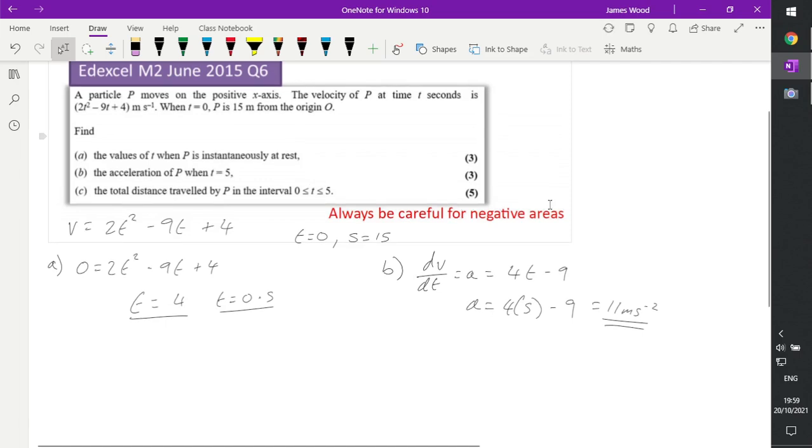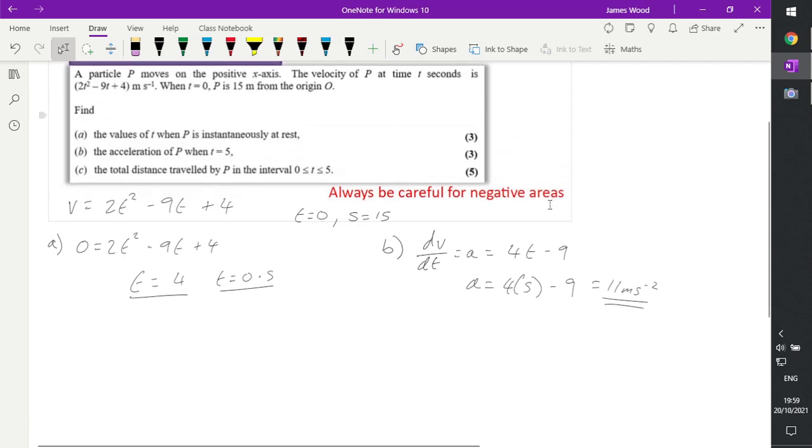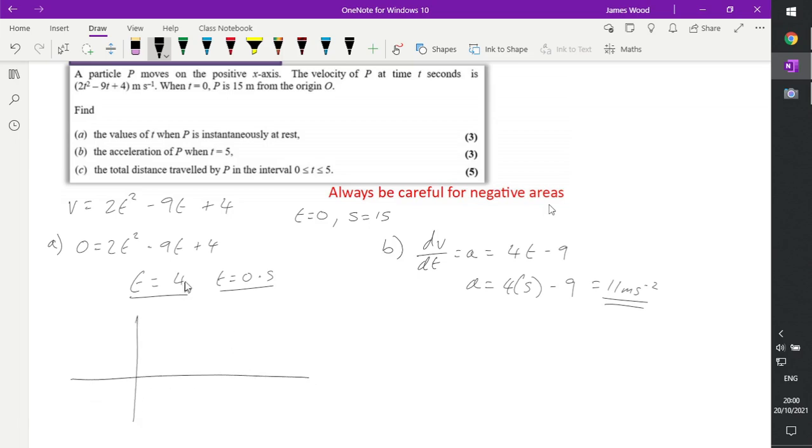Part C, the total distance travelled between 0 and 5. Well, we'd better check what this graph looks like. So I'm going to sketch the VT graph. Okay. Now we've already got its roots because we solved where it equals 0 before, so that's quite useful. So it crosses the x-axis, or I suppose we should call it the t-axis in this case because this is time, at 0.5 and at 4. And it's a positive quadratic. So it looks a bit like that.